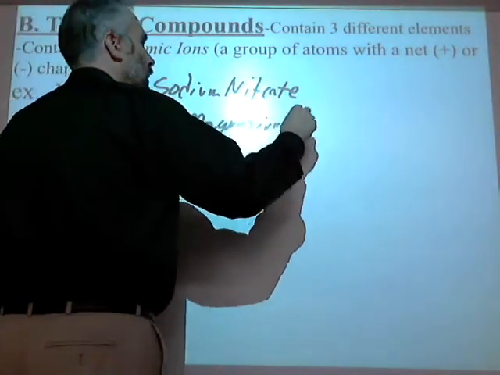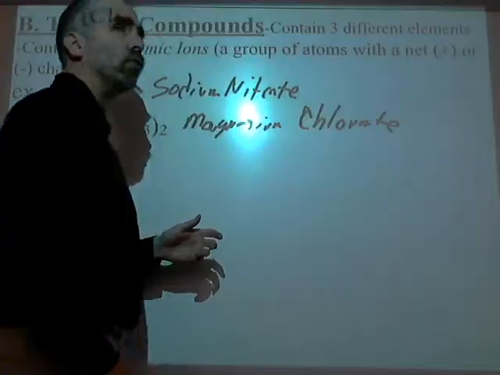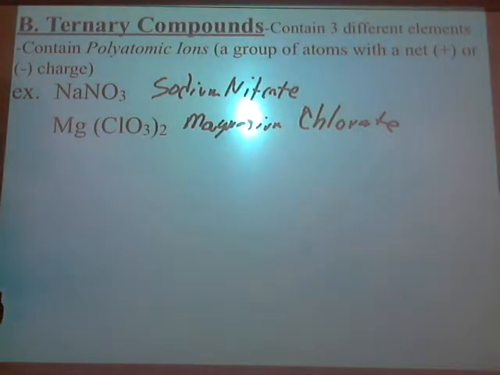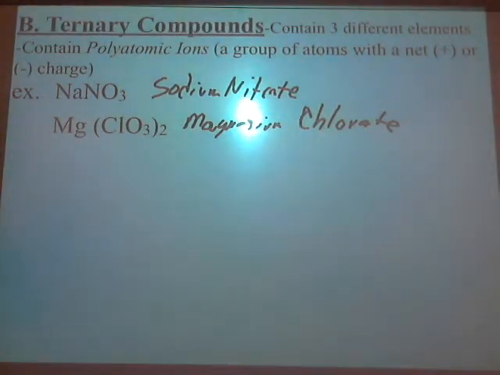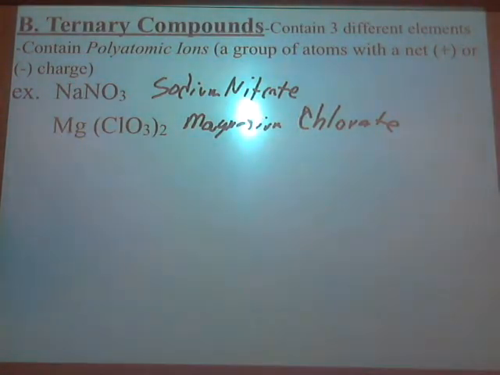Why is it not? I just said, do not let the subscripts worry you. Did we worry about subscripts when we had a metal and a non-metal together? Did we have to use a prefix then? Where is the only place you're going to ever use a prefix of di or tri or tetra? Two non-metals. Only time.